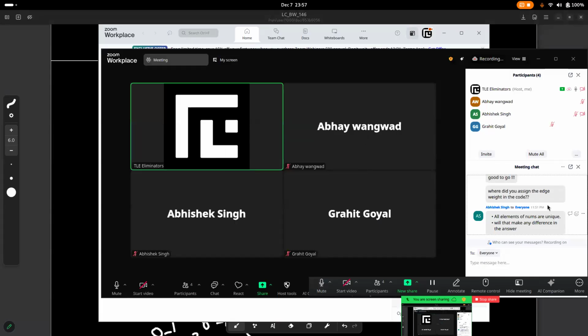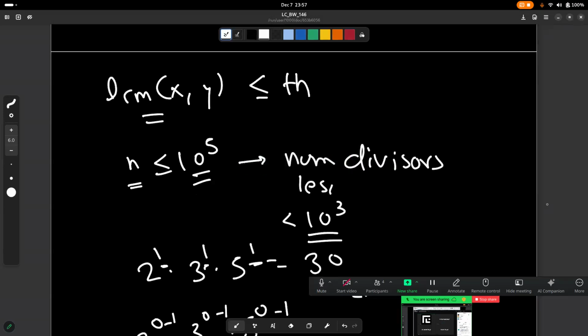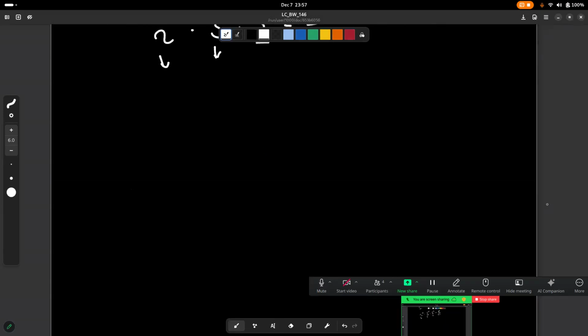Okay, all elements of nums are unique. Will that make any difference in the answer? Yes, it will make a difference, and we'll just look at it shortly.